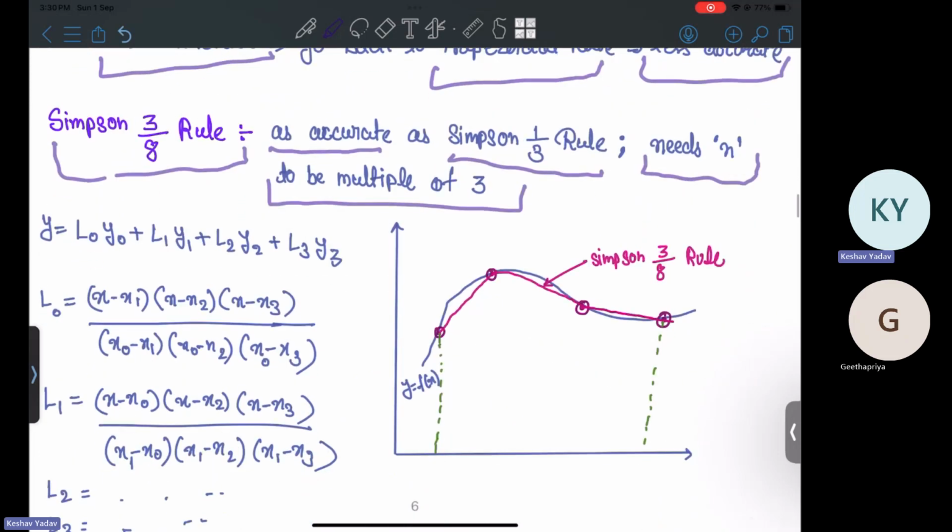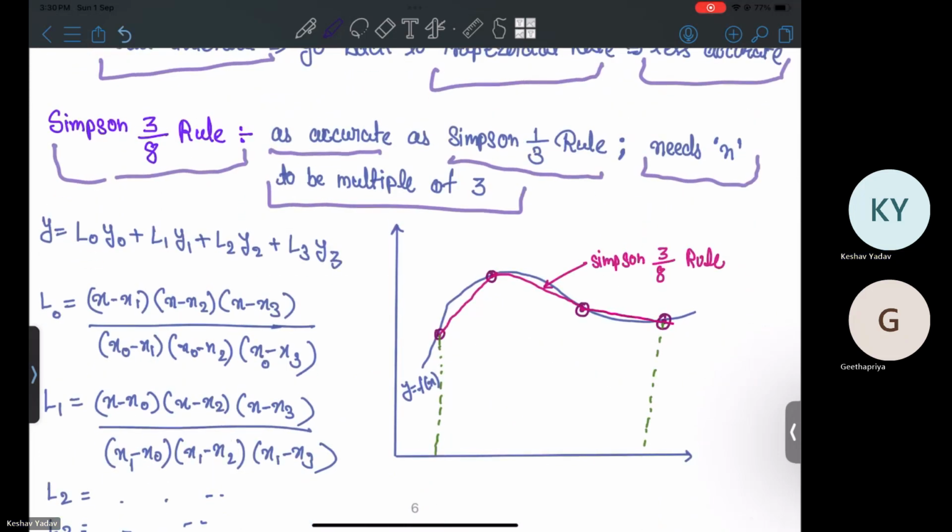So what we do here, we fit a third order polynomial, which means what? 4 points: first point, second point, third point, fourth point. How many intervals do we have? This is the first interval, this is the second interval, this is the third interval. It means locally Simpson 3/8 rule will have 3 intervals, and if we are finding the composite of it, 3, 3, 3 will be added, which means what? The n should be a multiple of 3.